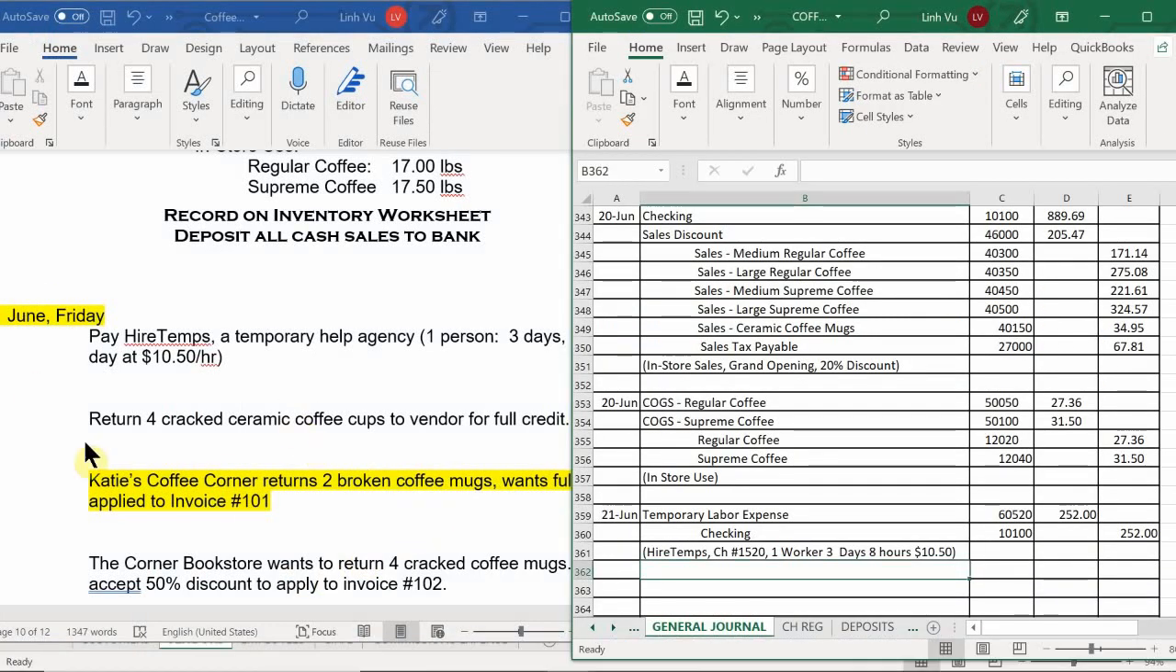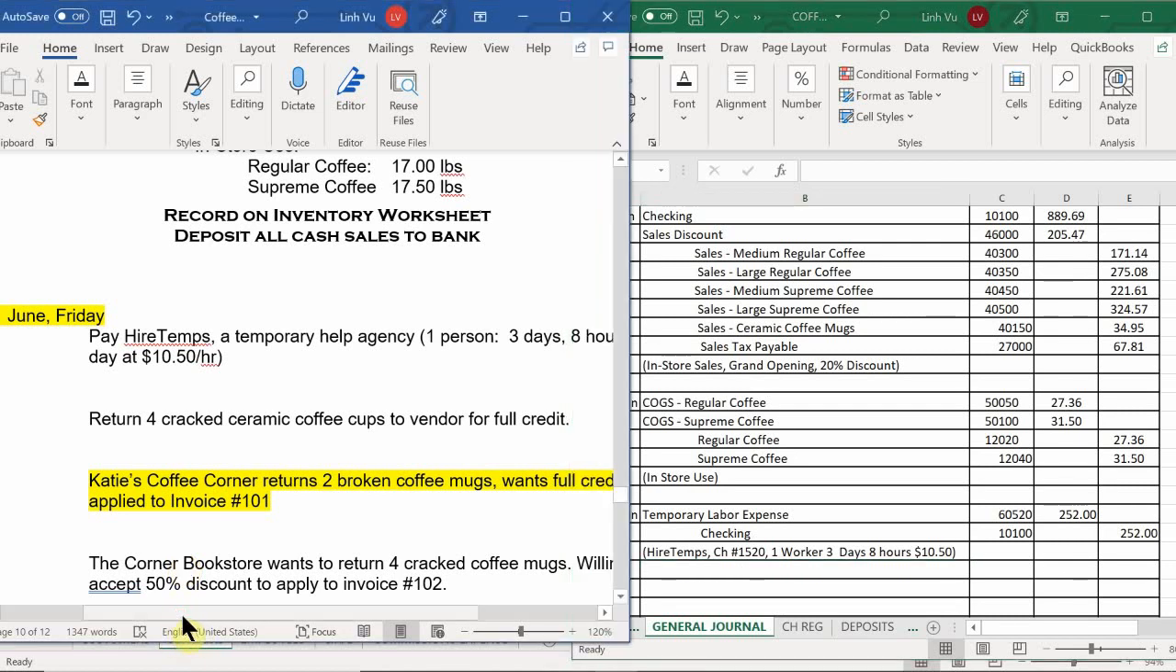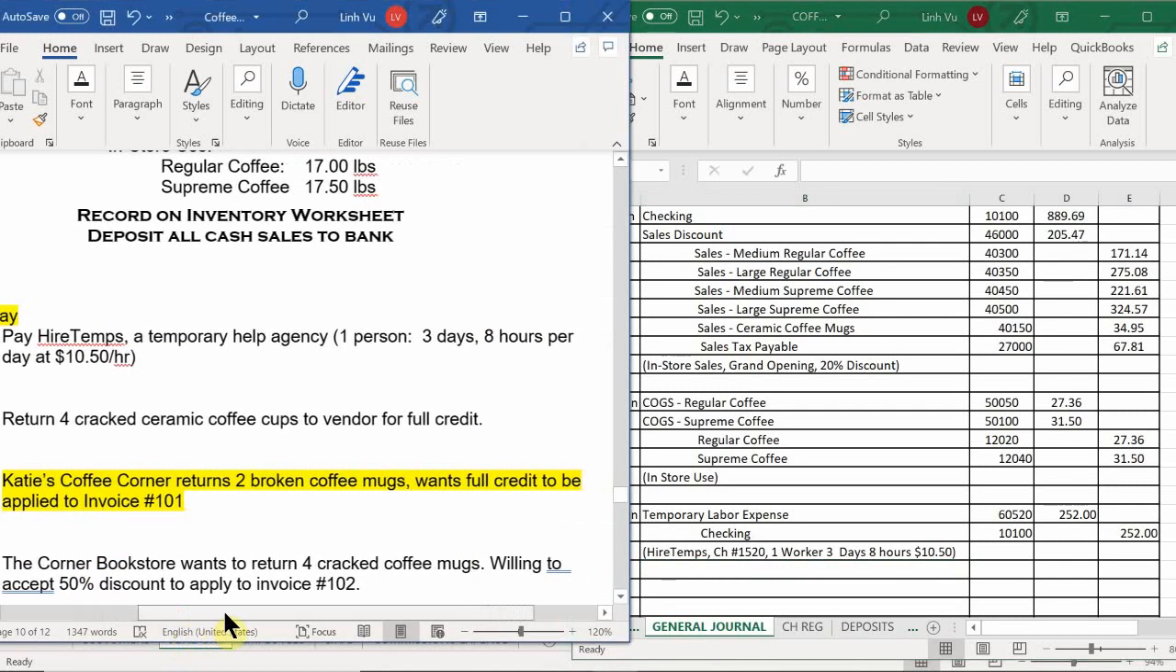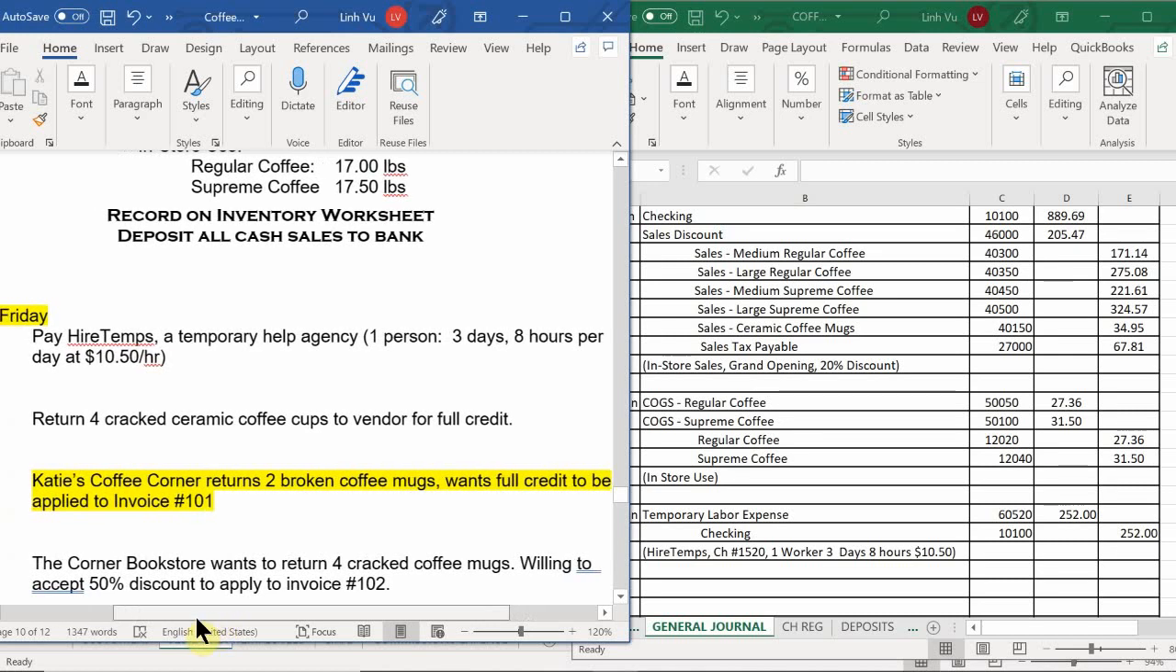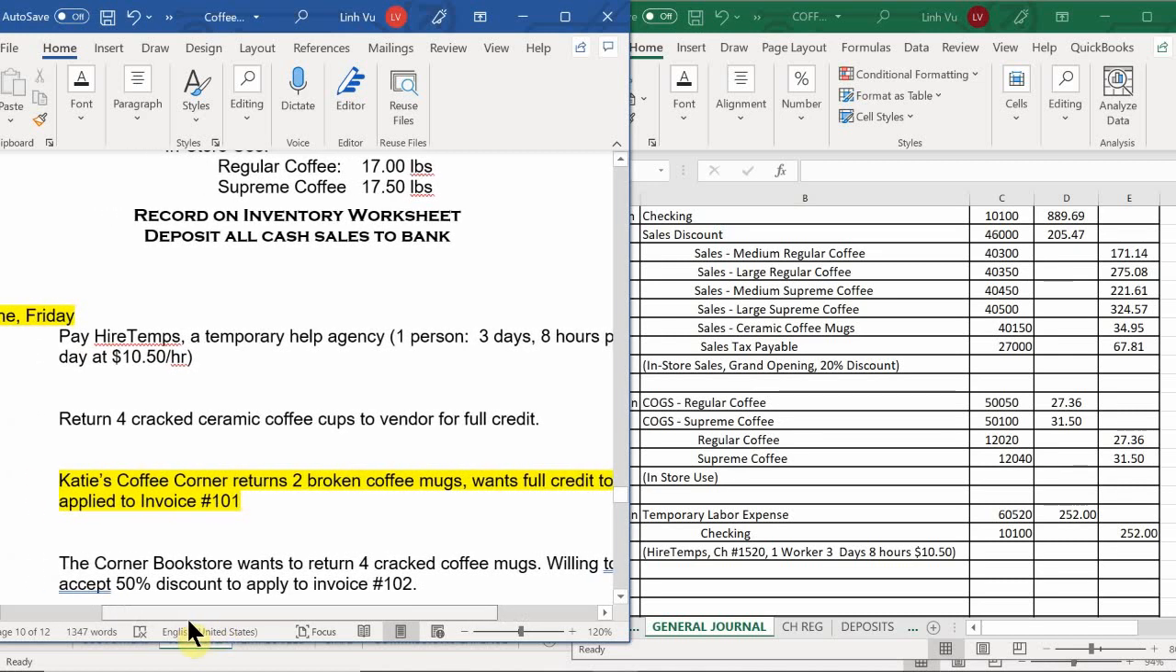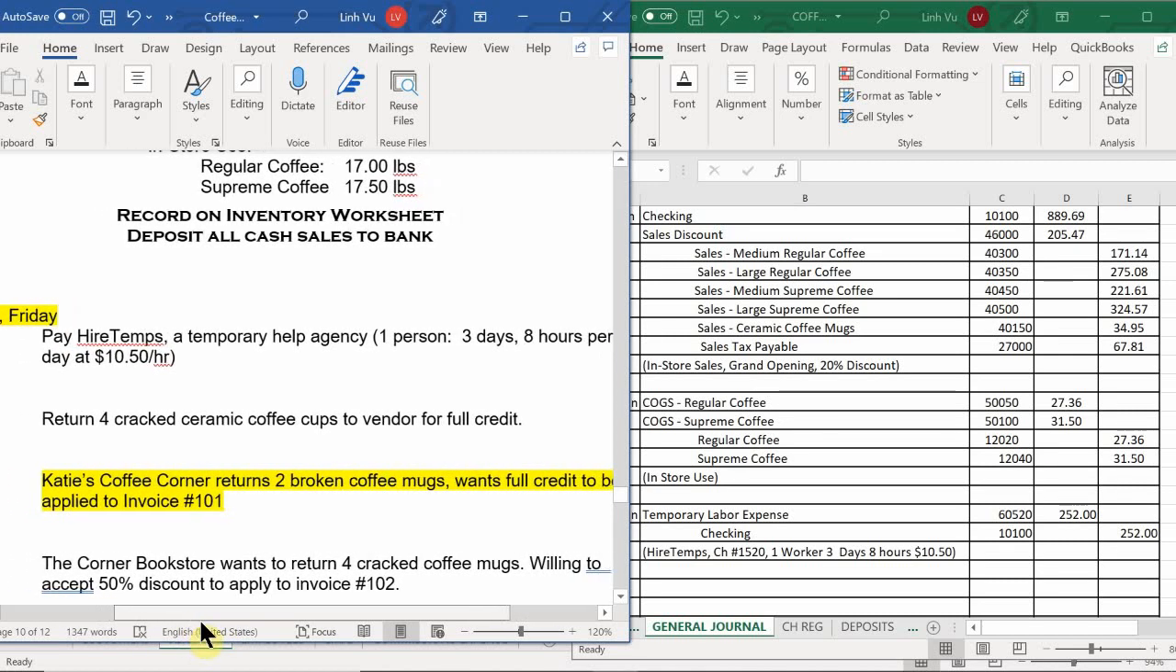All right. So then what happened next? Then we return 4 cracked ceramic coffee cups to the vendor for full credit. Four of those coffee mugs were cracked, and we want credit from the vendor.